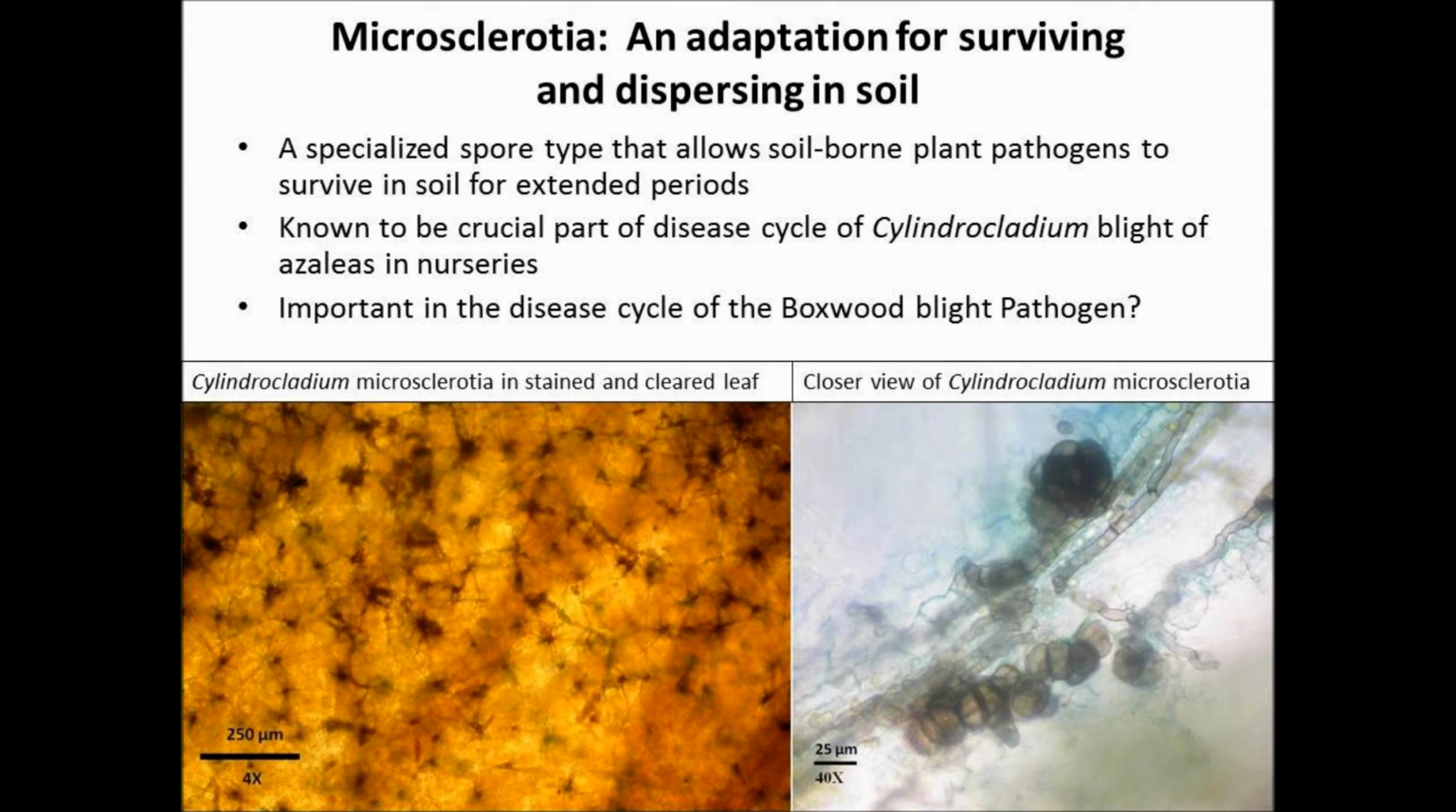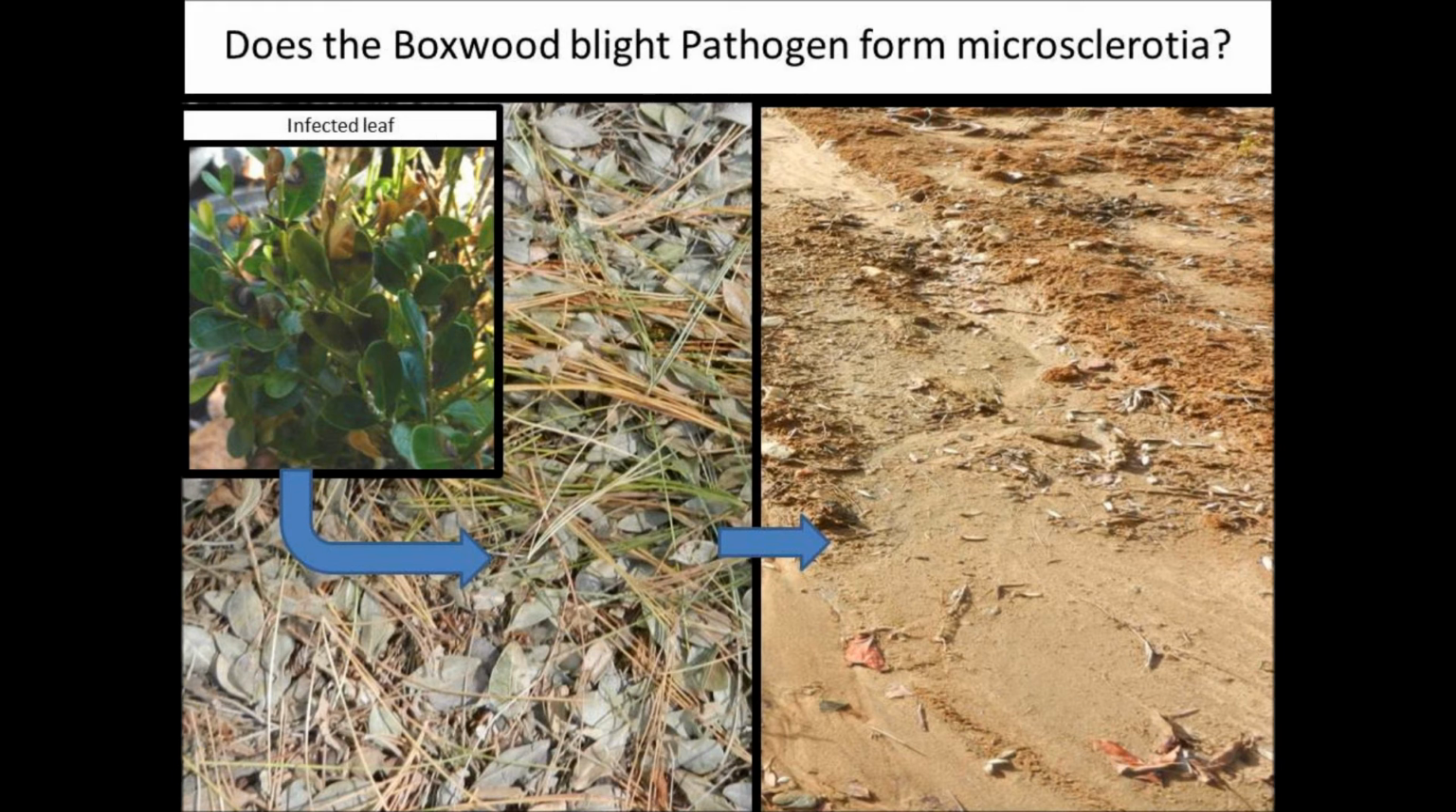In relation to the boxwood blight pathogen, one study conducted in England demonstrated the ability of Cylindrocladium pseudonaviculatum to survive in infested leaf material as long as 5 years. However, authors did not observe any Microsclerotia and suggested the pathogen survives as mycelia.